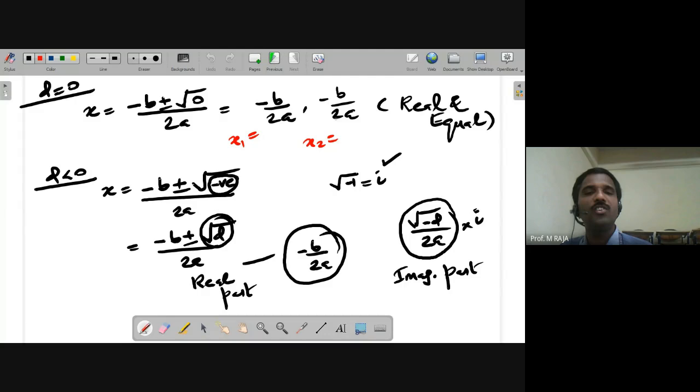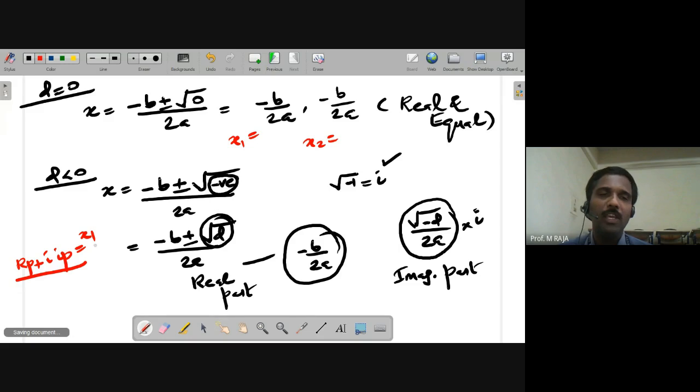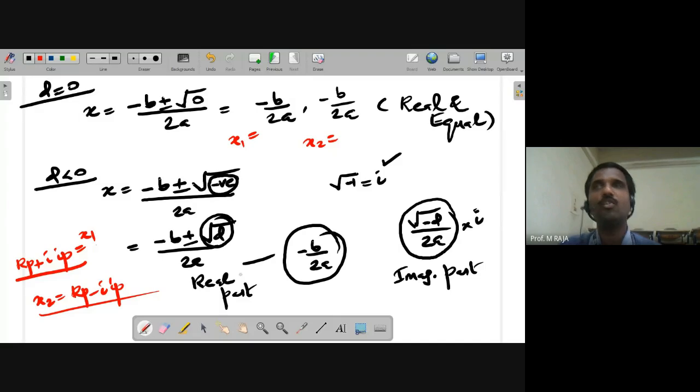When d is less than 0, you can write the real part and imaginary part separately, and then you can conclude: real part plus i into imaginary part. This is one root, you can say x1. And x2 is obtained as real part minus i into imaginary part. This is a way to solve the given quadratic equation.